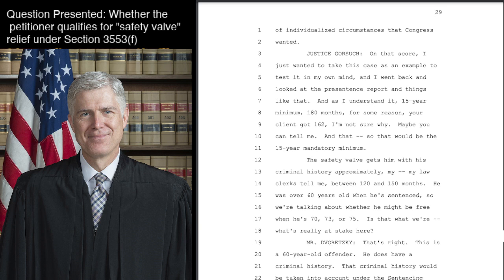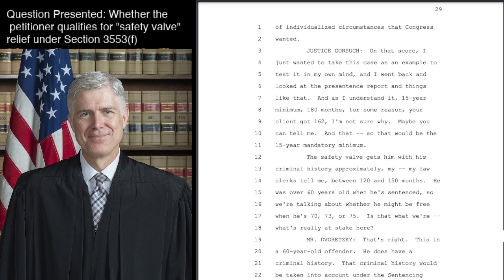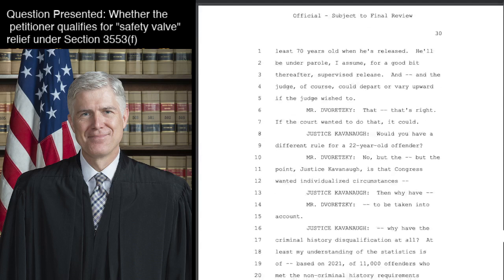That's right. This is a 60-year-old offender. He does have a criminal history. That criminal history would be taken into account under the sentencing guidelines. And nobody is talking about him not serving a serious prison term. He's going to be at least 70 years old when he's released.